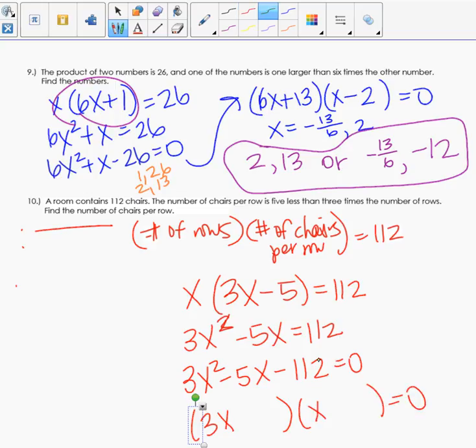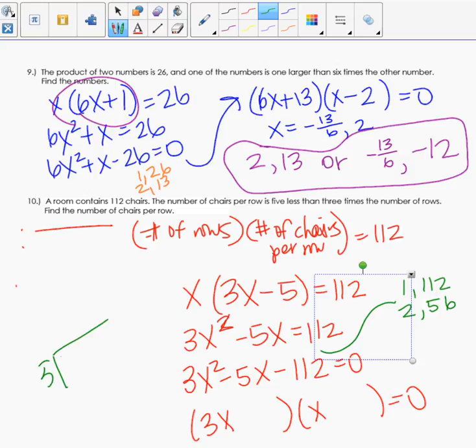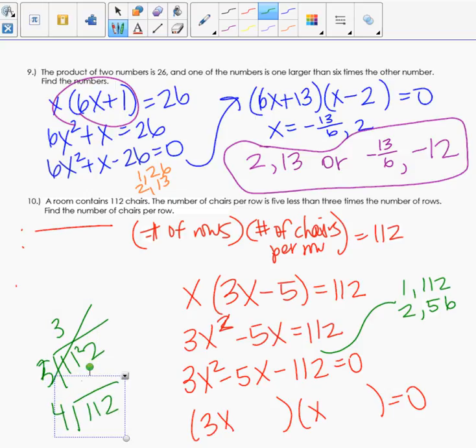Factors of 112. All right, let's see. 1 and 112. 2 and, let's see, 56. Does 3 work? Does 3 go into 112? Sorry, guys, I don't have my calculator on me. Otherwise, I'd make this quick. 3 goes in 3 times with 2 left over. No, 3 doesn't work. Does 4 work? 4 goes into 11 twice with 3 left over. So 4 and 28.